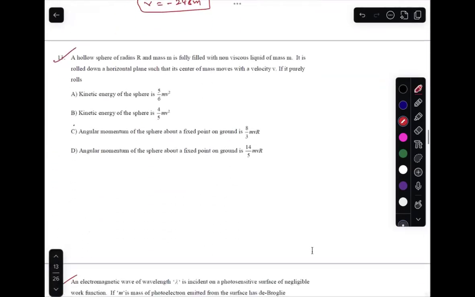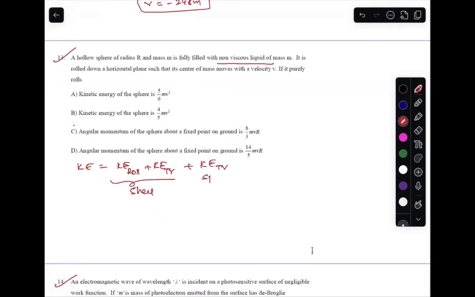Next, a hollow sphere of radius r and mass m is fully filled with non-viscous liquid of mass m. Non-viscous is given, you should identify that. It means whatever liquid is inside behaves like a sphere without rolling. The water part is without rolling. Only the shell part is with rolling. So what is the total kinetic energy? Total kinetic energy is KE rolling of shell plus KE translational of shell plus KE translational of the water sphere.